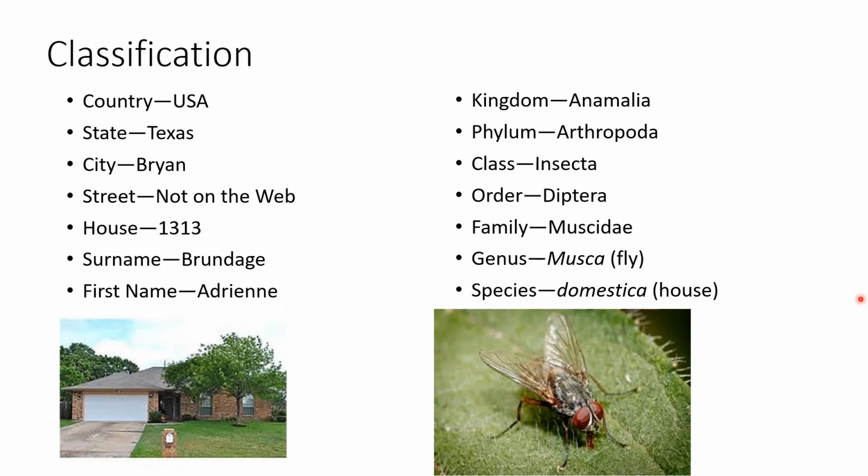So in order to get to me specifically, you have to put my first name. So to send me a letter, you send it to Adrian Brundage at 1313 Not on the Web Street, Bryan, Texas, United States. And that gets exactly to me. So this is how we classify people in an address sense, right? You can get to anybody across the world if you know this information about them and know that it is the correct person, because it's a box within a box within a box. Get smaller and smaller and smaller, more and more specific. Even though there might be a bunch of Adrian Brundages in the United States, there's only one that lives in this particular house, on this particular street, in this particular city, in this state, in this country.